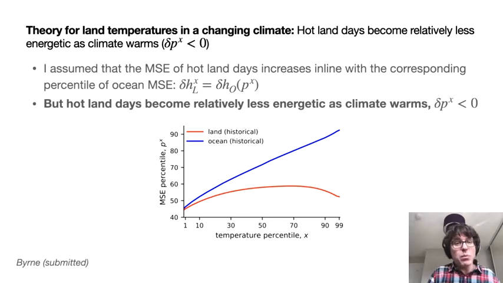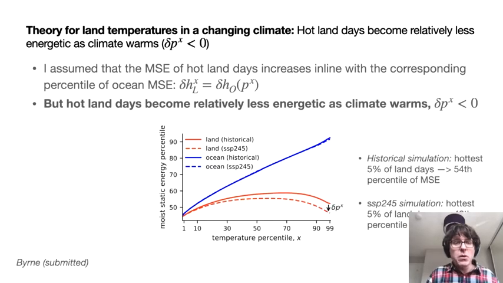If we look at the SSP 245 simulation, which is a simulation of a warmer future climate, we see that over the ocean not much changes, but over the land, the dashed line is the future warmer simulation, and we see that particularly for hot land days, in a warmer climate, those days become relatively less energetic. So in the historical simulation, the hottest 5% of land days corresponded to about the 54th percentile of the moist static energy distribution. But in the SSP 245 simulation, the hottest 5% of land days only corresponded to about the 48th percentile of moist static energy.